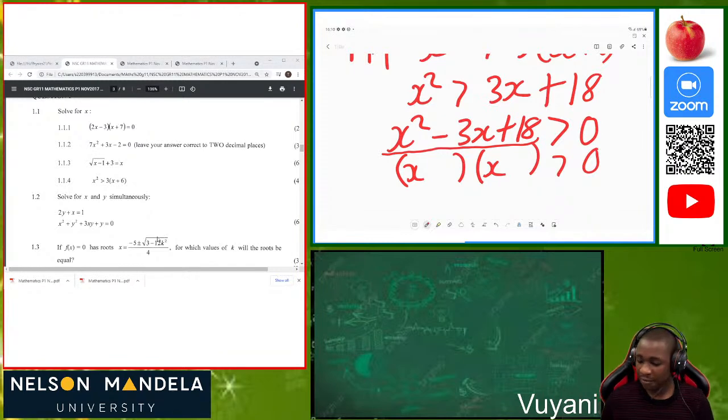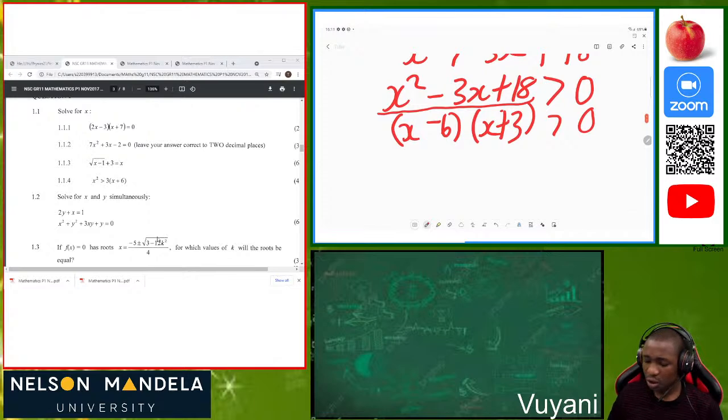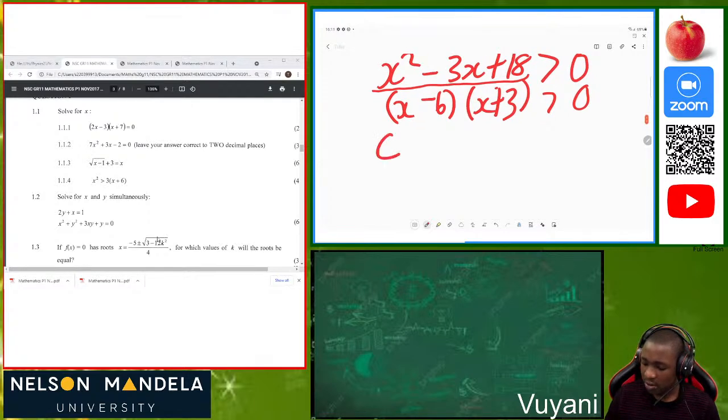So we have 18, 6 times 3, it's 18. And when we say 3 minus 6, we get -3. Yeah, so we can have x minus 6 and x plus 3 to be greater than 0. So you can write now critical values.